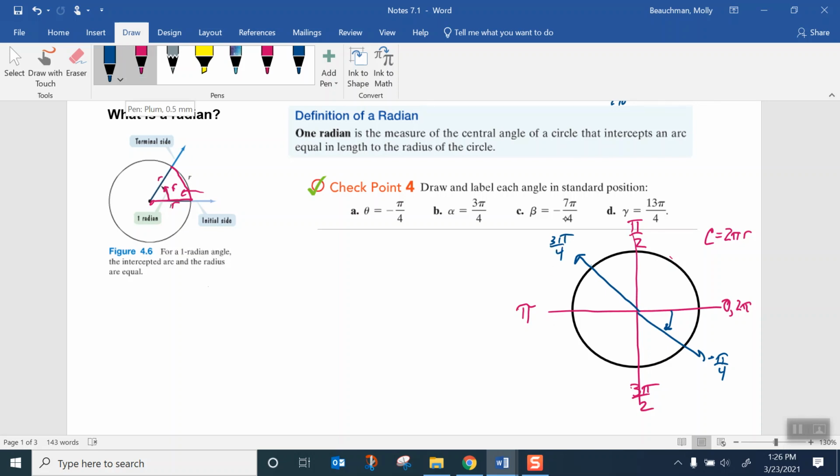Negative 7 pi over 4. Let's see, 8 pi over 4 would be 2 pi. So if we're going negative 7 pi over 4, you can also think about it in quarters. We're going negative 1, 2, 3, 4, 5, 6, 7 quarters. So if we're rotating backwards, this one is negative 7 pi over 4. And then last, 13 pi over 4, that's greater than 2 pi.